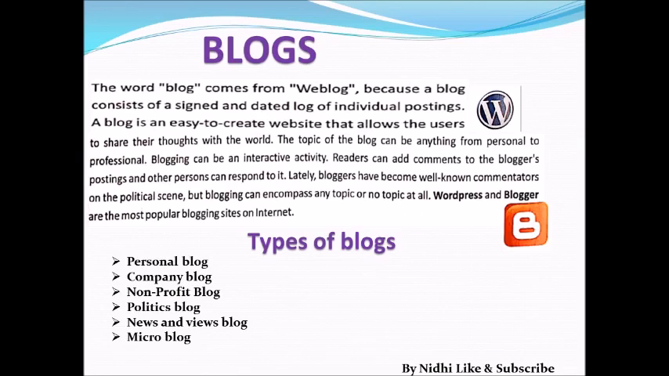Blogging can be an interactive activity. Readers can add comments to a blogger's post. Other persons can respond, and a conversation ensues. Blogs can provide up to date news, technical information, political opinions, advice on investment, health tips, sports, and much more. So the topic of a blog can be anything from personal to professional. Here you can see two symbols of popular blogging websites: first is WordPress with the symbol W, and second is Blogger.com, with the symbol B.